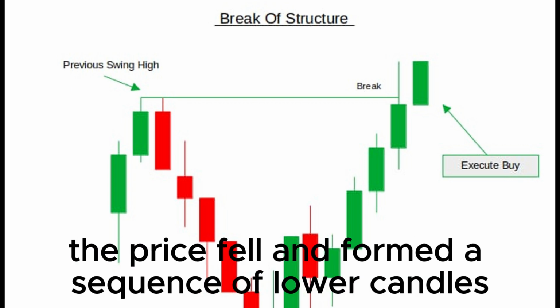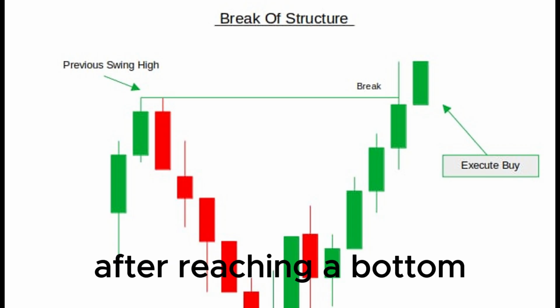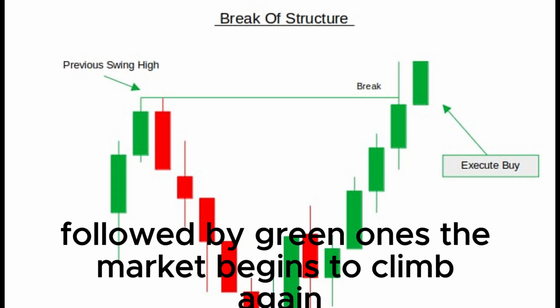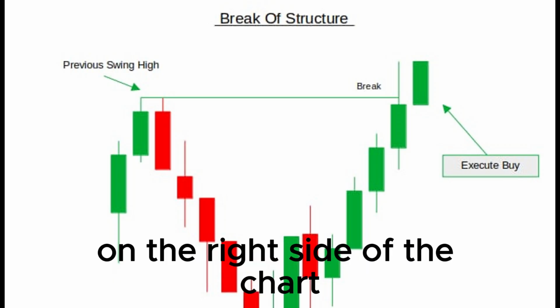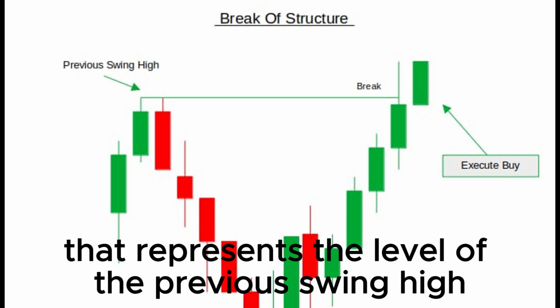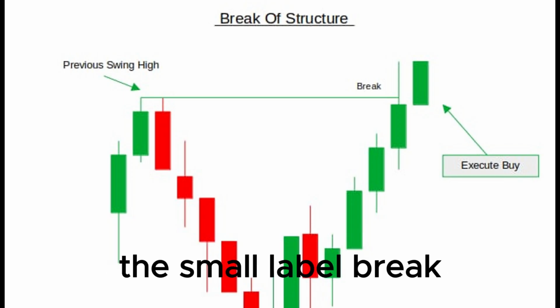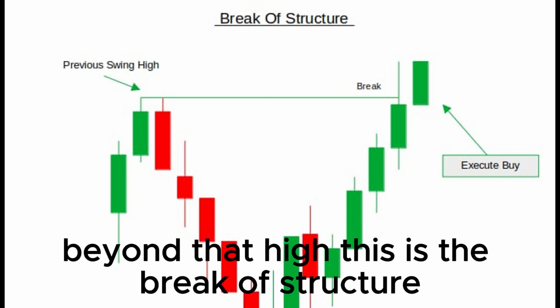From that high, the price fell and formed a sequence of lower candles, creating a short-term downtrend. After reaching a bottom, shown by the cluster of red candles followed by green ones, the market begins to climb again. As the green candles rise on the right side of the chart, price eventually moves above the horizontal green line that represents the level of the previous swing high. The small label, Break, shows the exact point where a bullish candle closes beyond that high. This is the break of structure.